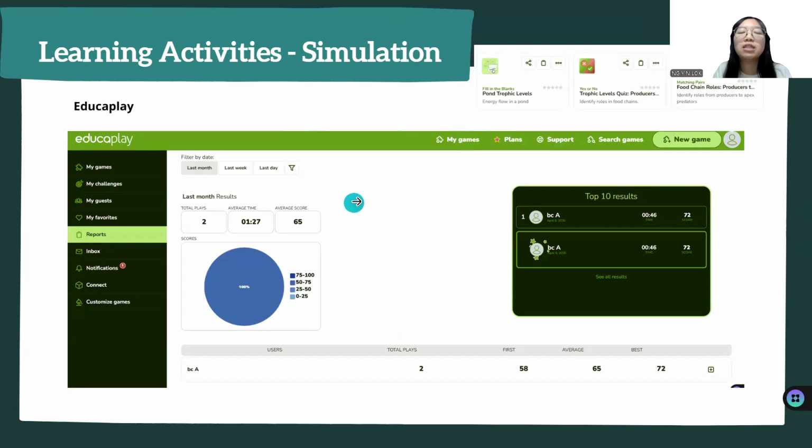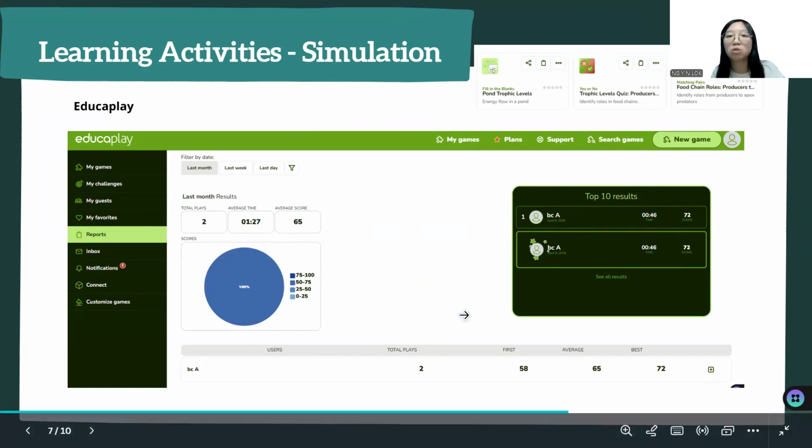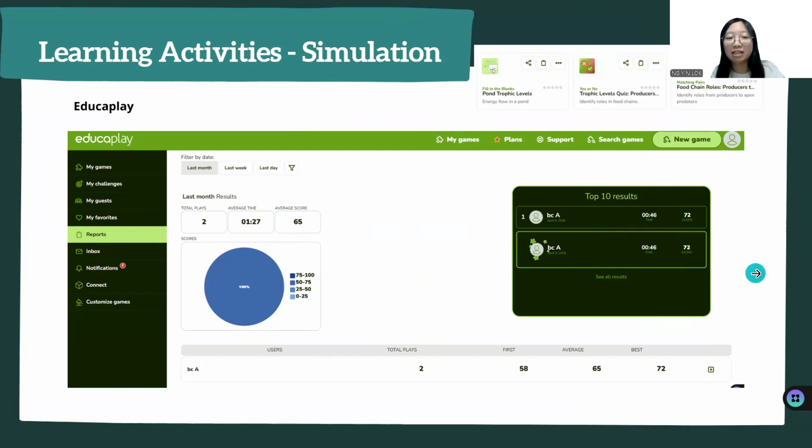And for this part, I can check the results, which are similar to Wordwall, and show the top 10 results, the average time, the average score, and the total plays. Then I can check the marks of my students. I can know how they learn in this module. Can they really get the answers, or do they have any misconceptions?